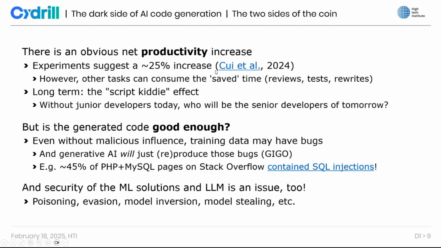Of course, we should mention that it doesn't necessarily mean that you actually do everything 25% faster, because you may have to spend some extra time on doing things like reviews or testing that you didn't have to do on the code that you created yourself. But still, we cannot argue that it is useful if we use it right. But on the other side of this, we have to consider the long-term consequences, which is, of course, at this point, something we can only speculate about.